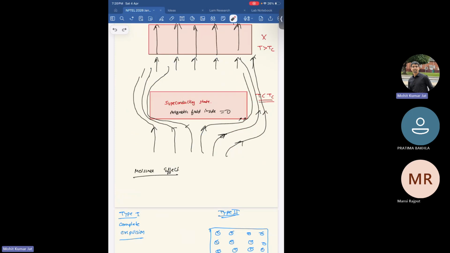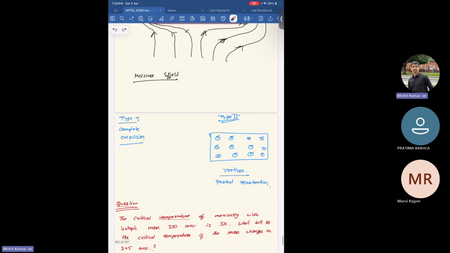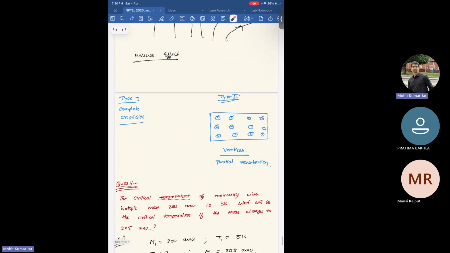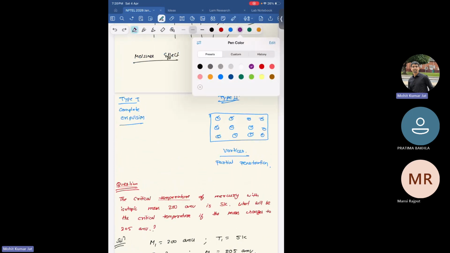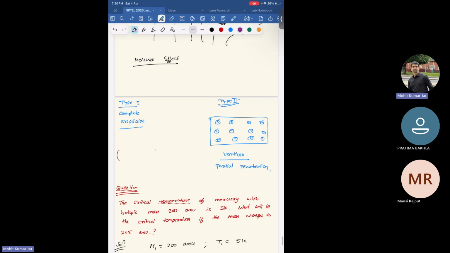Then someone asked about the Meissner effect. We had discussed the Meissner effect below critical temperature, how the superconductor behaves, then type 1 and type 2. And in the next class, I will ask you, okay, this is like an assignment. So give me examples of type 1 and type 2. This is your assignment, you can think of it.